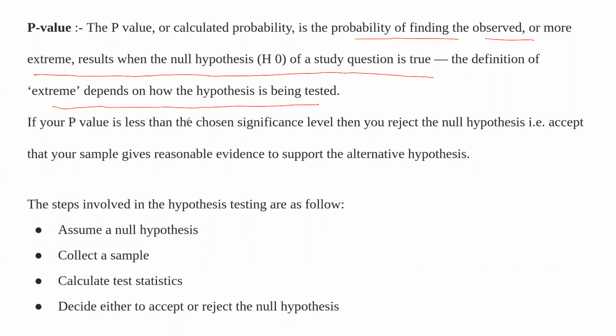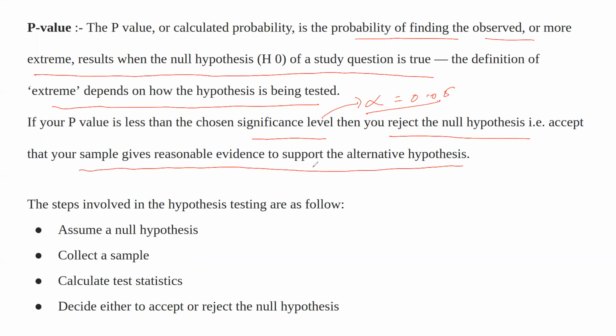So if the p-value is less than the significance level, which as we already know is alpha, 0.05, we reject the null hypothesis. That is, your sample gives reasonable evidence to support the alternative hypothesis. So this is what the p-value is. You are observing the extreme values, and if your p-value comes out to be less than or equal to alpha, then you straight away reject H naught, which is your null hypothesis.